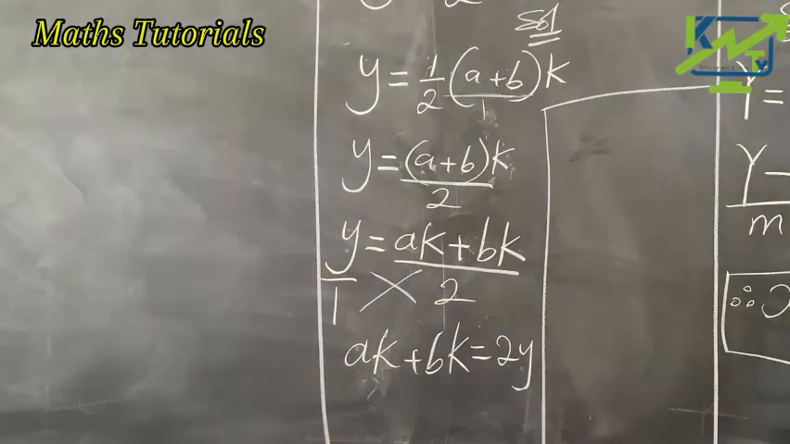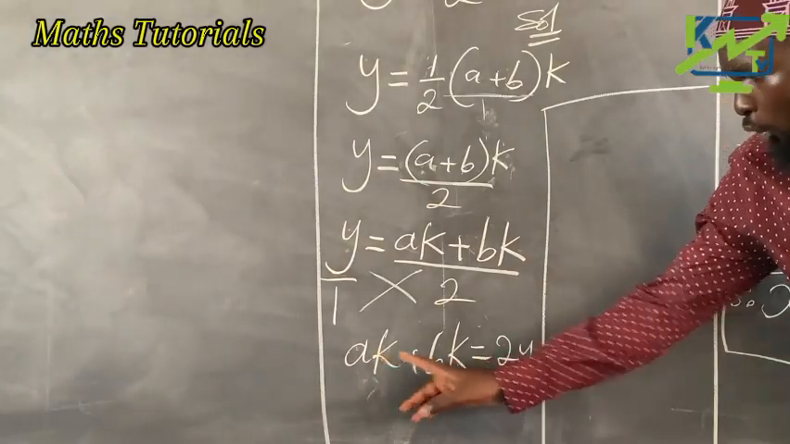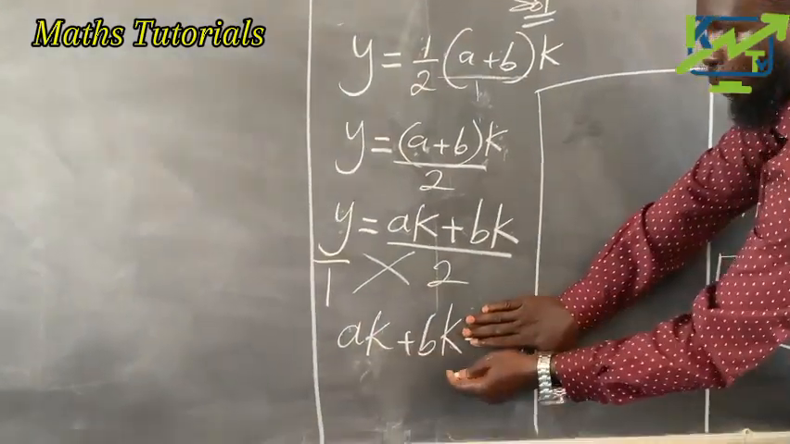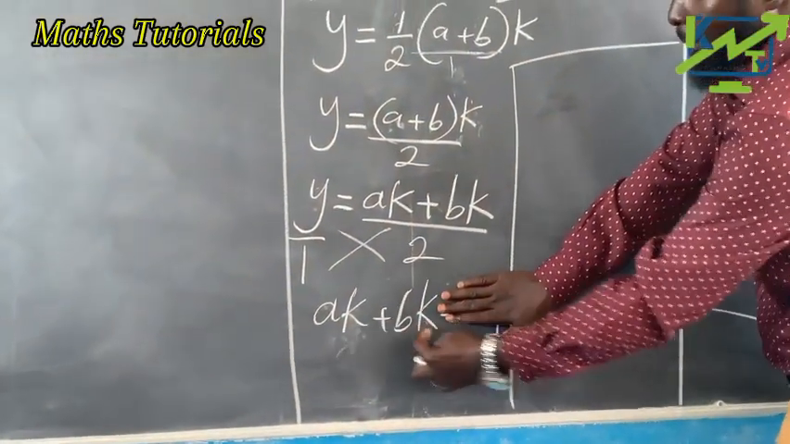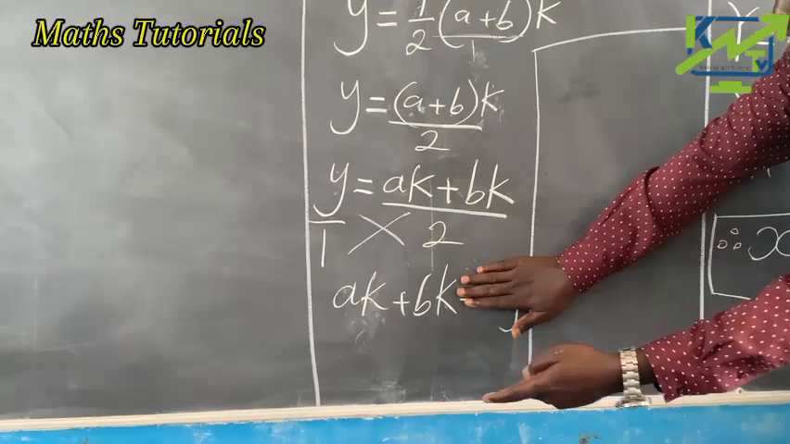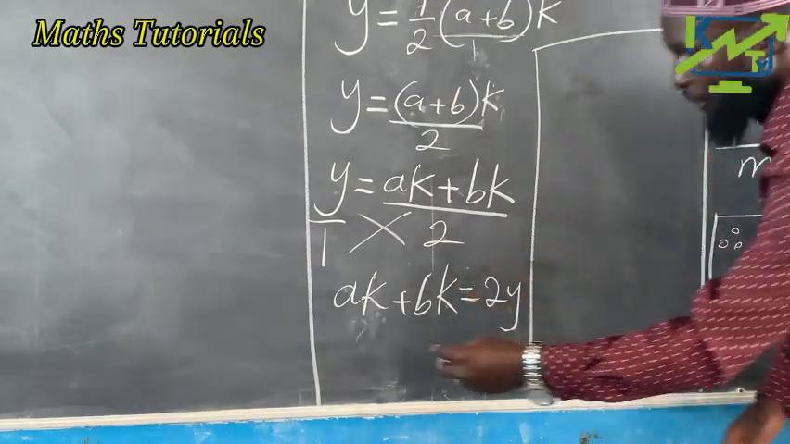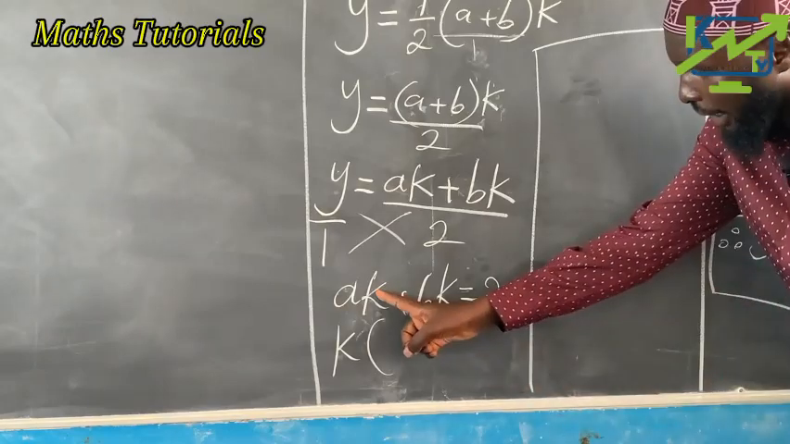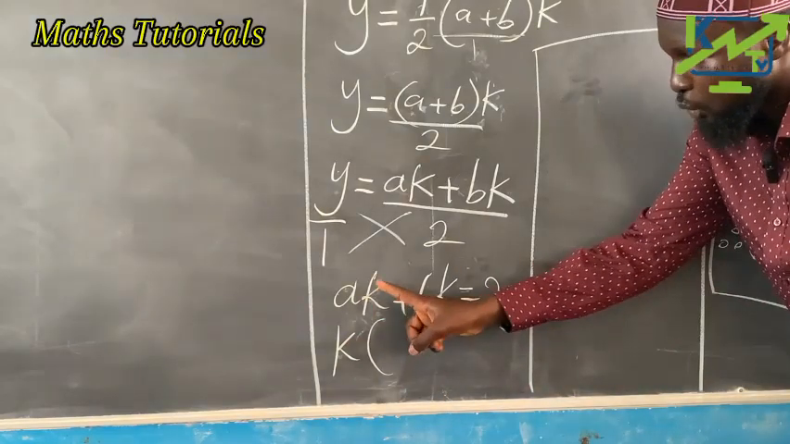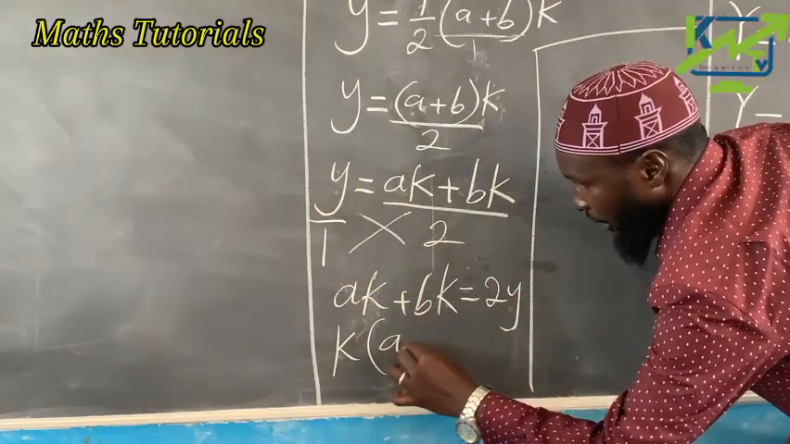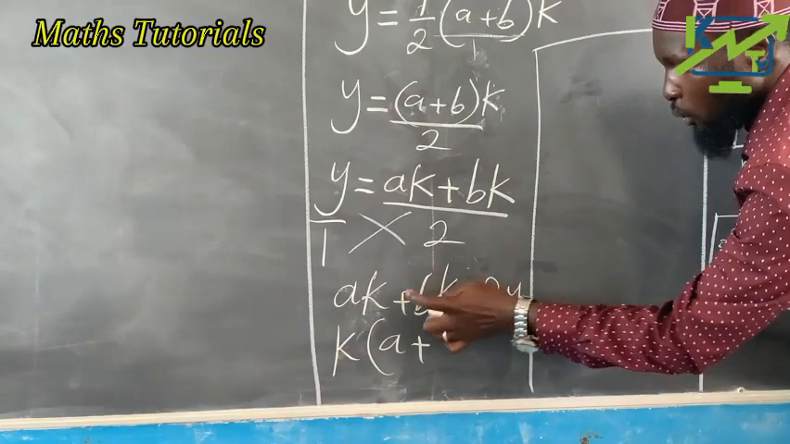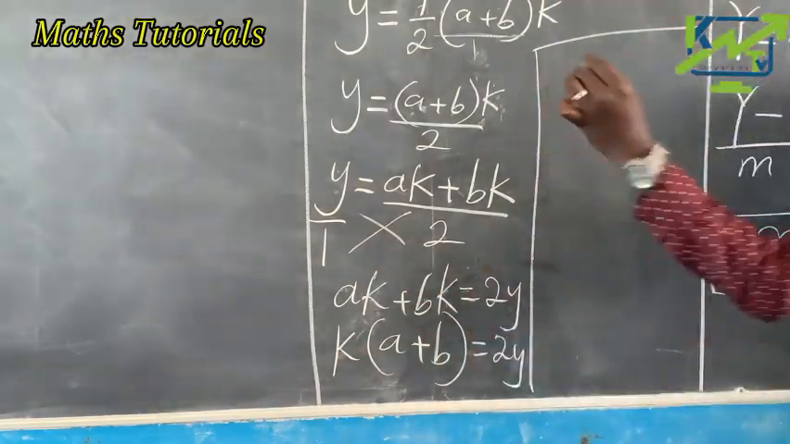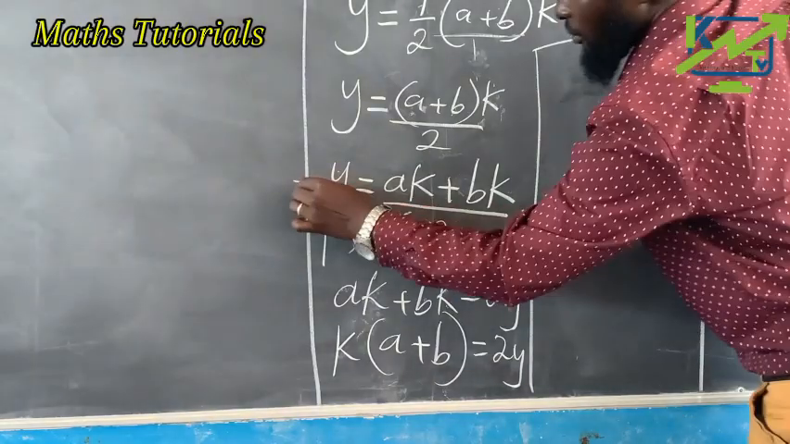So now, k appears on both sides of the expression. This is an expression. So what we are going to do is factorize k. When k appears on both sides, you factorize it out. Factorization means you take it out. So k is out. When k goes into this k, it is 1 time, 1 times a is a, plus when k is here, 1 times b is b. Close your bracket, equals 2y. Good.